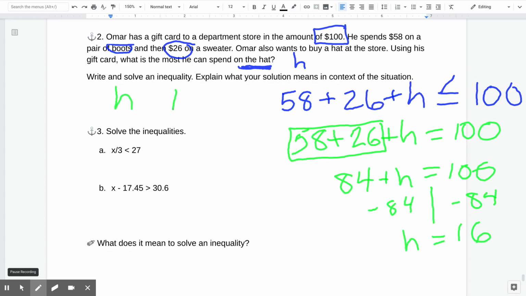So I know that the hat can be related to 16. It could be equal to $16, or it could be less than $16, and he wouldn't go over the $100 gift card.